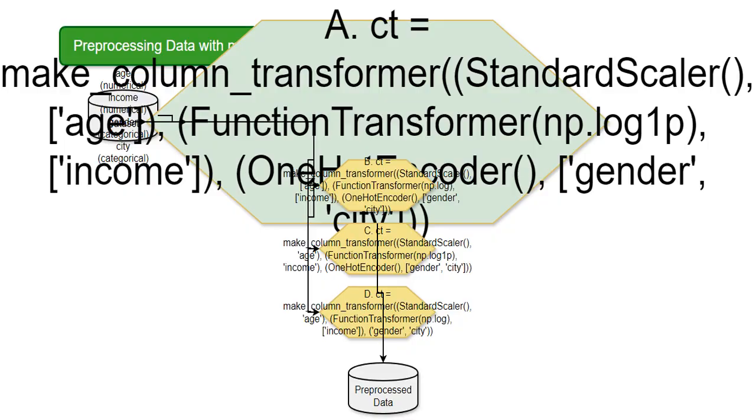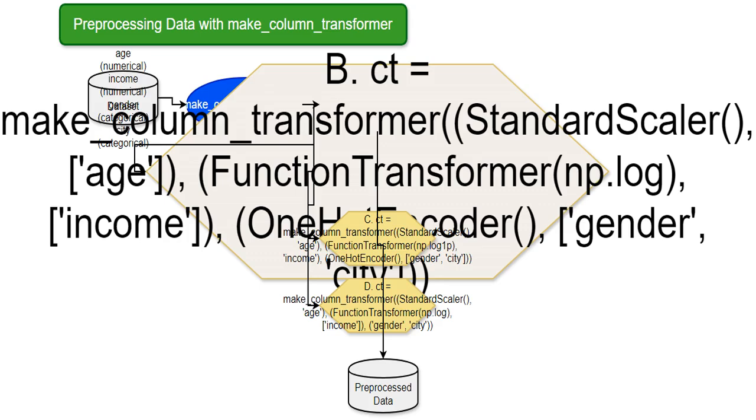This is the first option showing how to use make_column_transformer. It applies standardization to age, a log transformation to income, using log 1 plus x, which handles zeros better than a simple log, and one hot encoding to gender and city. I think this is the correct way.